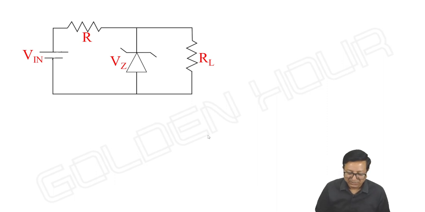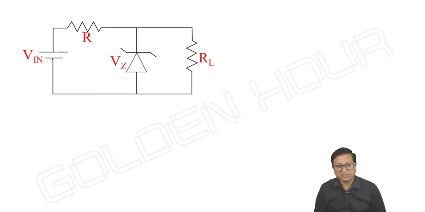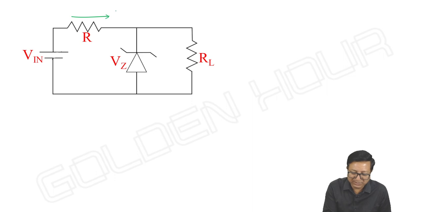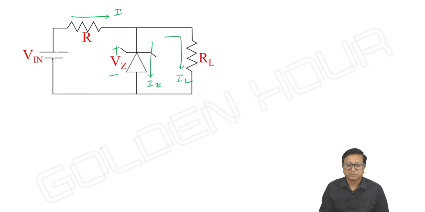Let it be. So this is the basic regulator circuit, and I'm following the notation like this is I, this current is Iz, Vz has polarities from cathode to anode, the current through RL is IL, and the input. We know the equations and all.